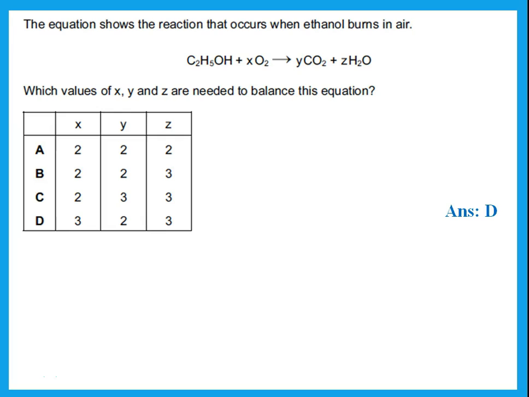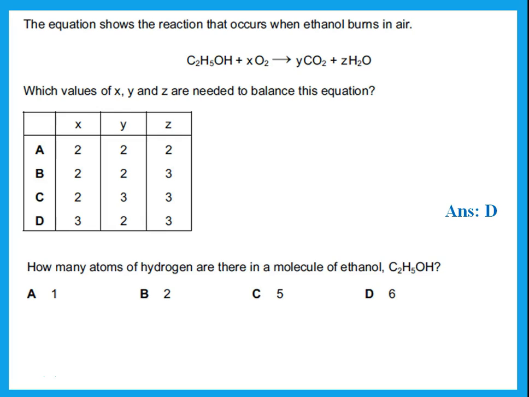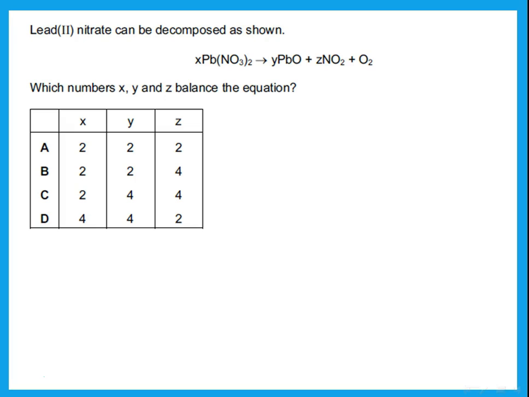Are you following? Okay. How many atoms of hydrogen are there in a molecule of ethanol? Of course, if I have C2H5OH, that means I have 5 plus 1. So I have a total of 6 hydrogens. Okay, lead nitrate can be decomposed as shown. Which numbers X, Y, and Z balance the equation? Actually, in order to sit down and balance this equation, you will find that the correct answer has to be 2, 2, 4. Were you able to balance it?